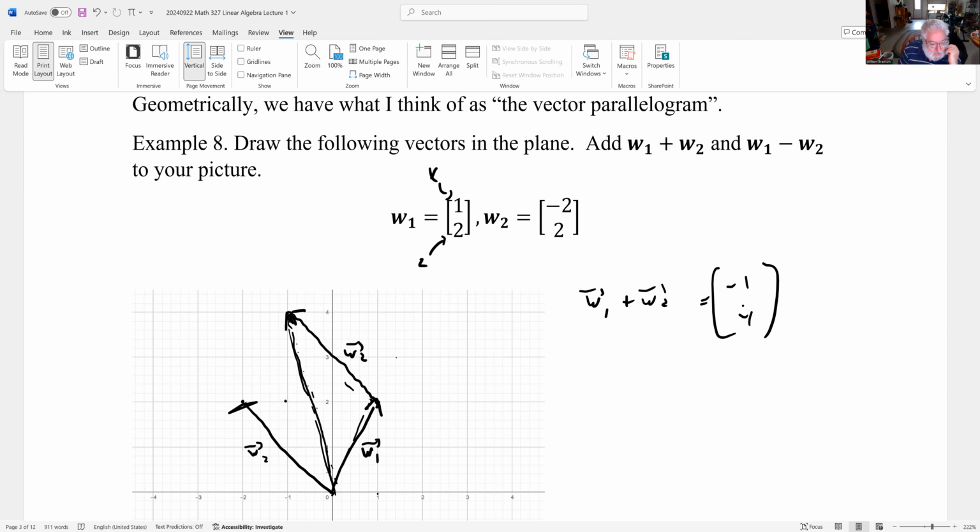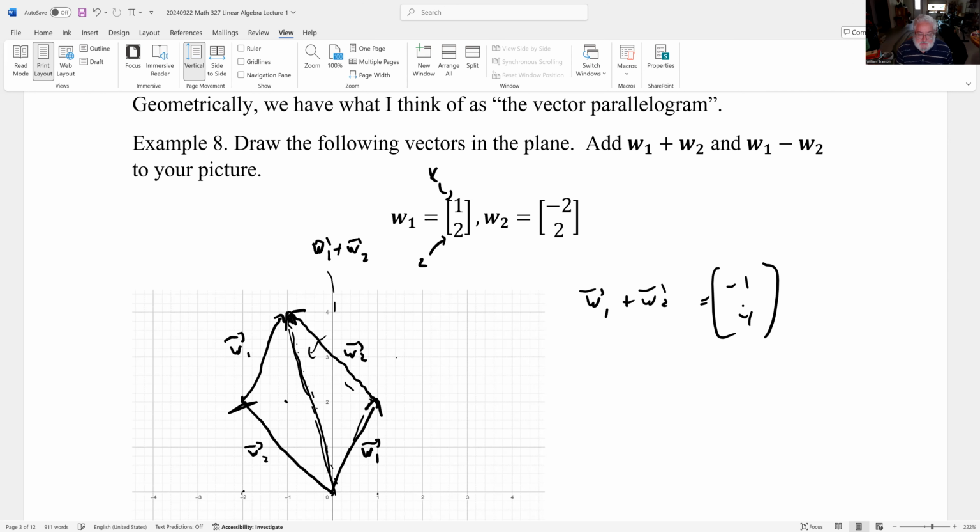Likewise, W2 says go minus 2 in the x direction, 2 in the y direction, you end up there. And then W1 says go 1 in the x direction and 2 in the y direction, so you go up there. So we do W2 first and then W1, we end up there. And so we end up with a nice parallelogram. W1, just translated up there to the end of W2, gives you W2 plus W1 or W1 plus W2, and the long diagonal here is W1 plus W2.